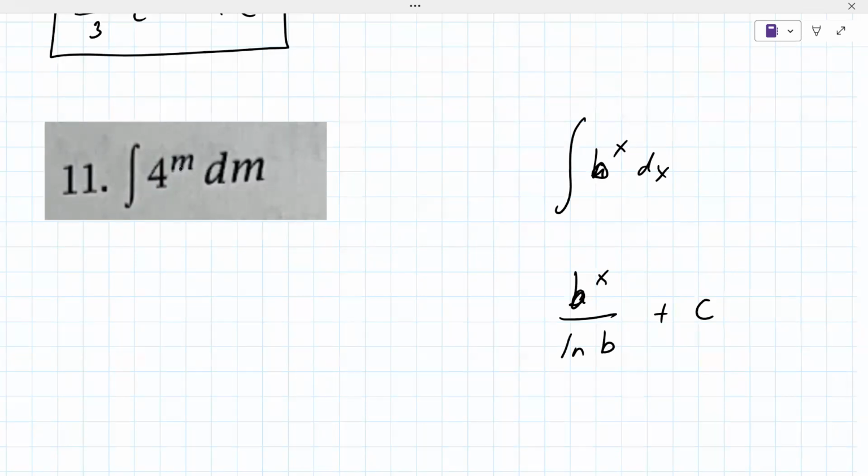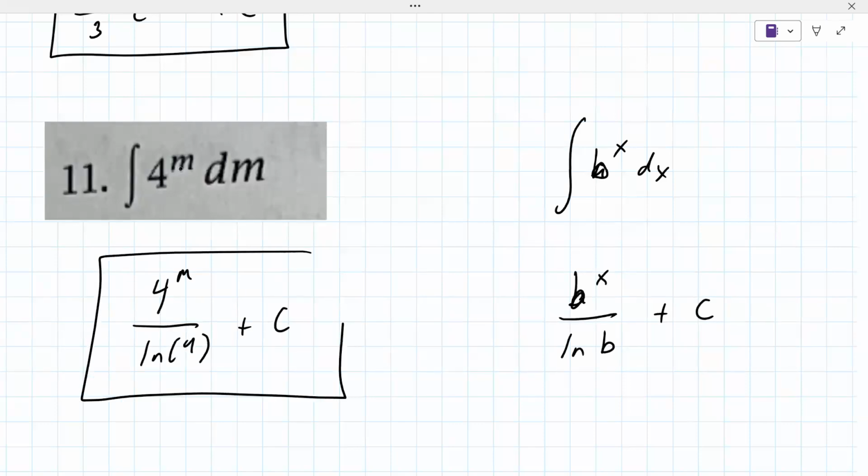So it would just be 4 to the x over ln of 4, right? Yes, plus c. Yes. And you can always check by actually taking the derivative of this, but you'll find you don't have enough time to check, even though it maybe sounds good.